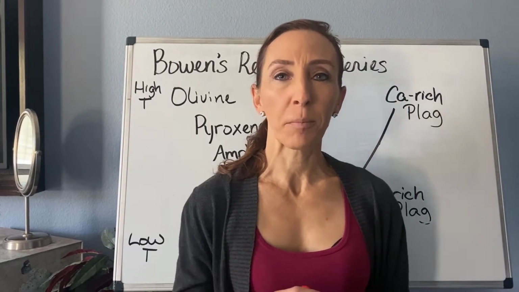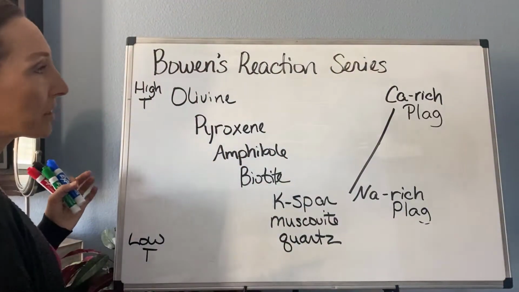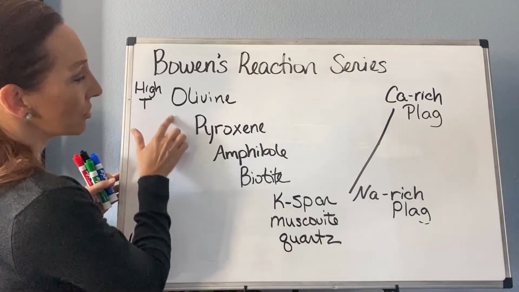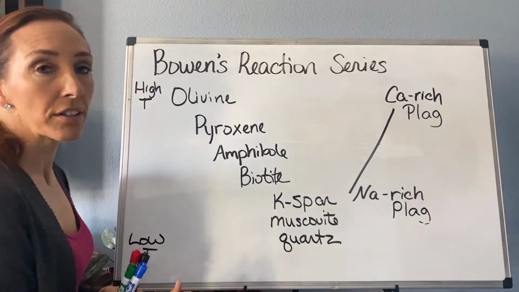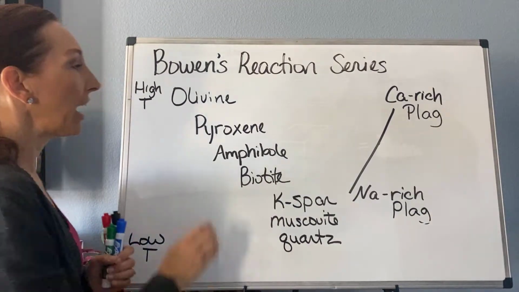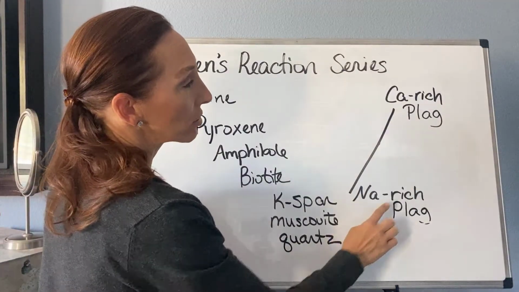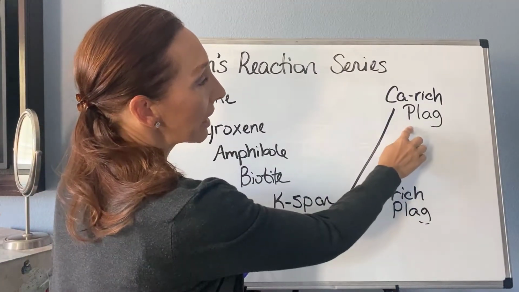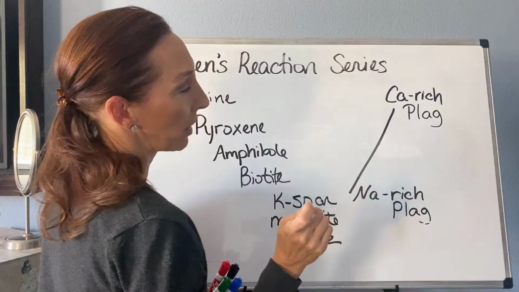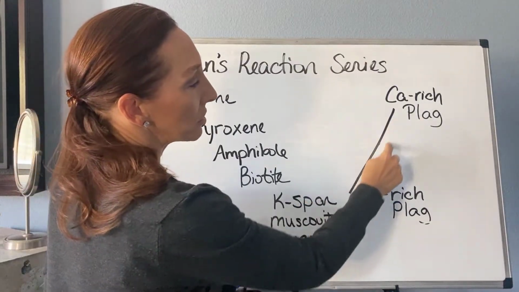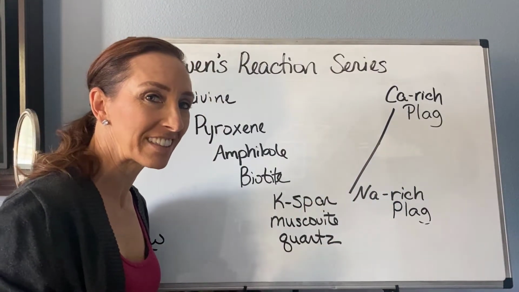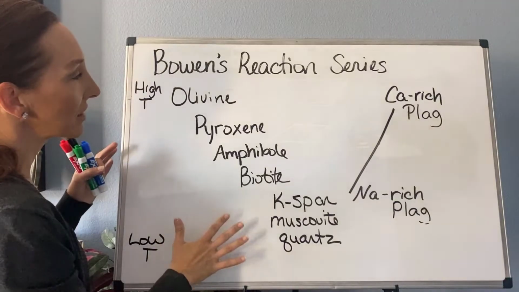So let's take just a moment to look at it. So this is our Bowen's reaction series, and you'll see discrete minerals listed from the top to the bottom on the left-hand side, and this is called the discontinuous series. And then on the right side, we actually have two minerals listed, calcium-rich plagioclase and sodium-rich plagioclase. And this is called the continuous series, and we'll talk about why that is in just a second. But let's go ahead and start on this left-hand side.